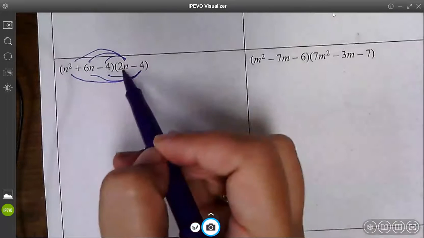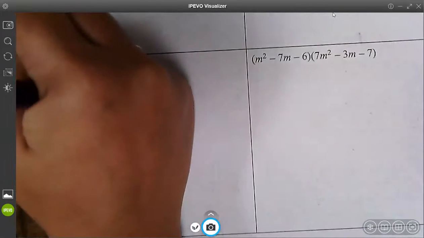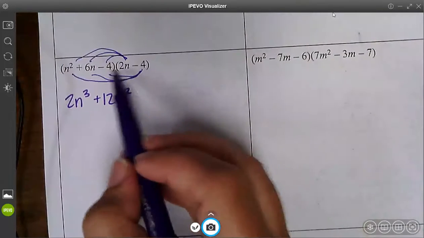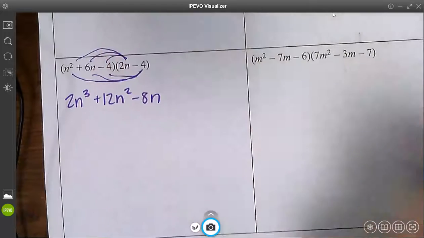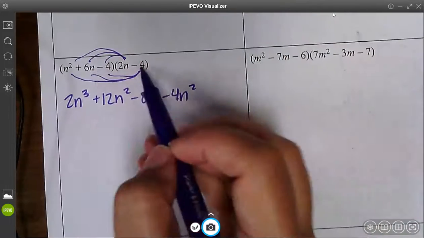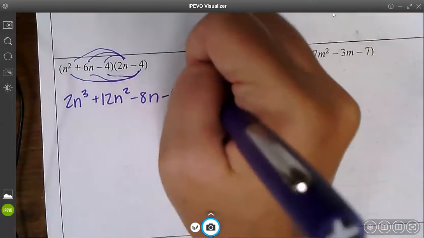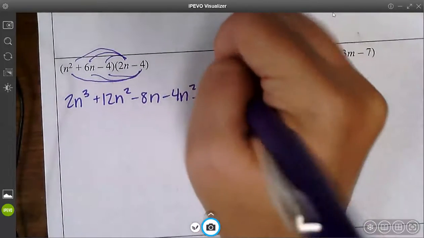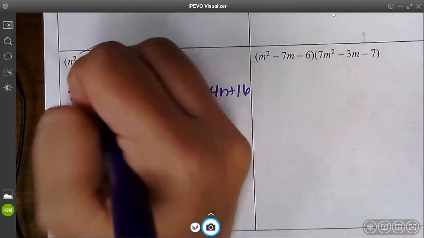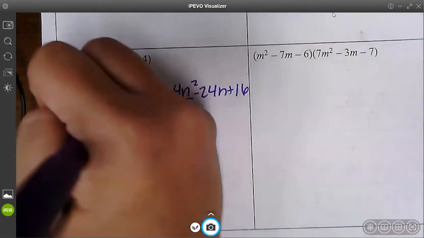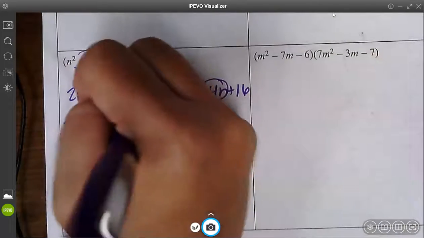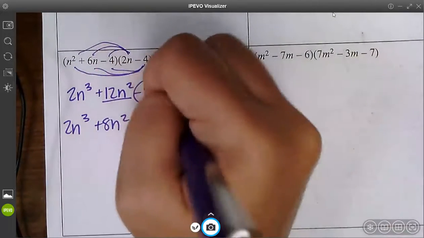So I'm going to multiply. I'll take my 2 in. So I have 2n cubed, 12n squared, negative 8n. Take my negative 4n, negative 4n squared, negative 24n, and 16. Combine my like terms, 2n cubed, 12n squared minus 4n squared is 8n squared. Negative 8n minus 24n is negative 32n, and then 16.